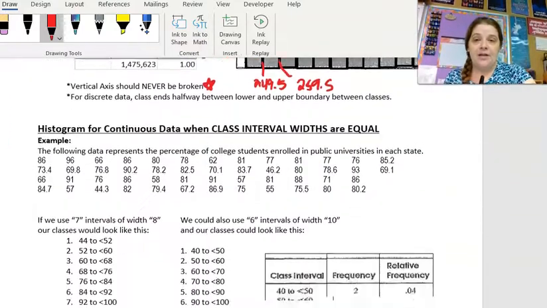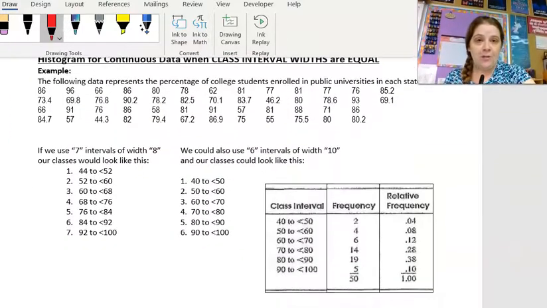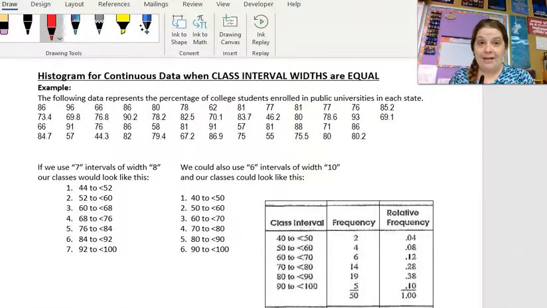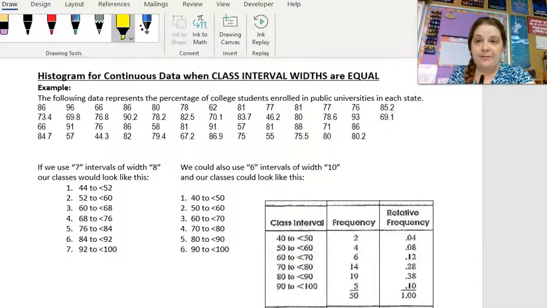Okay, now if we want to make our class interval widths equal as possible, the following data represents the students enrolled in public universities in each state. So we have to decide how we would split this up. So I would scroll through here. I'm trying to find my biggest number and my smallest number. That's usually where I want to try to find this. So, smallest number, biggest number.